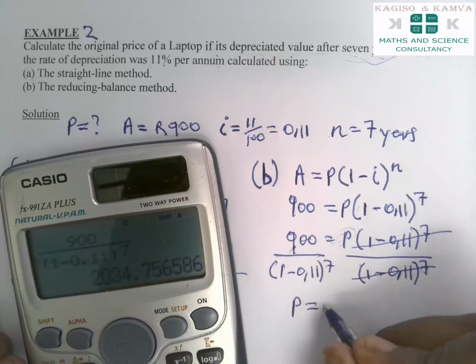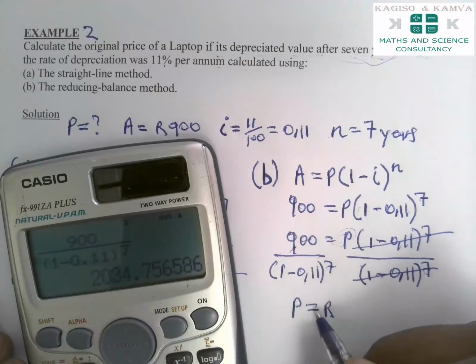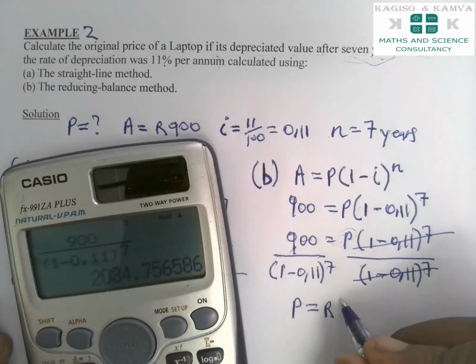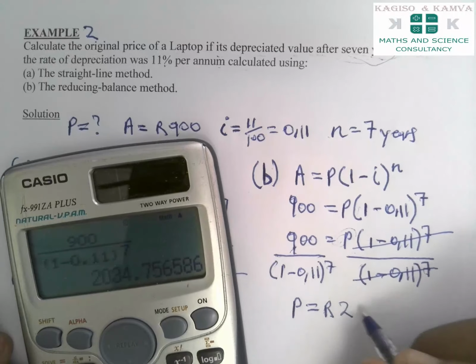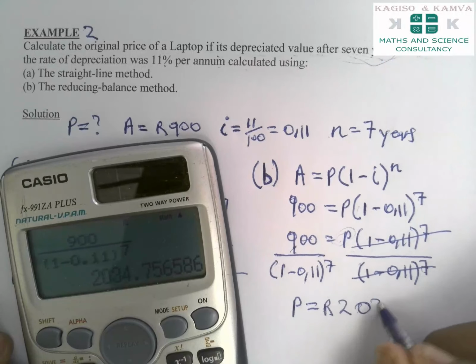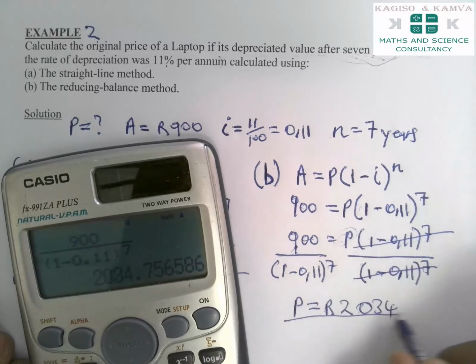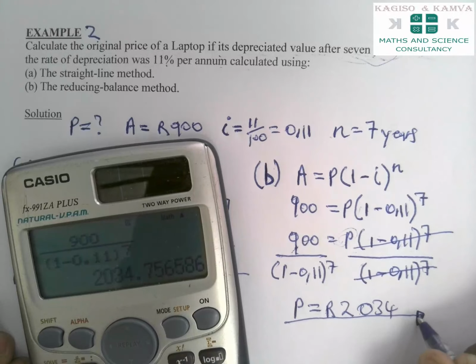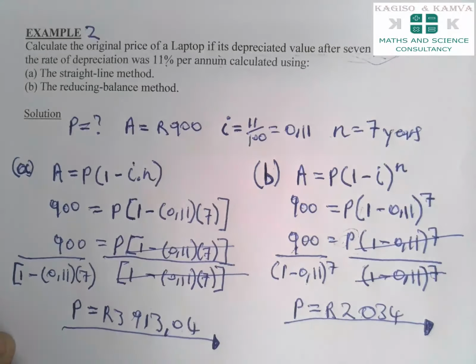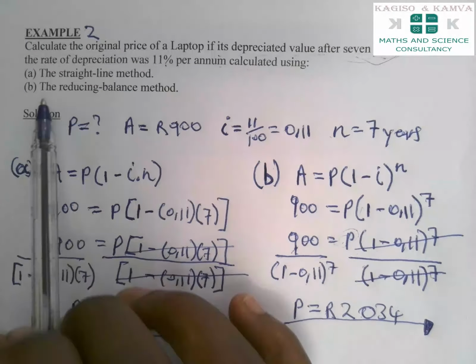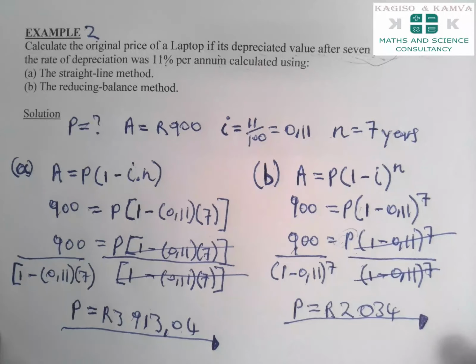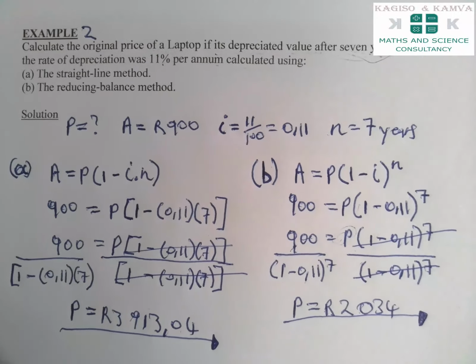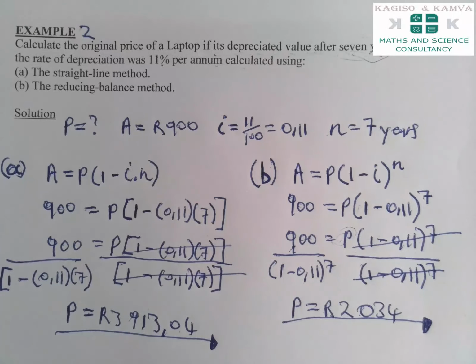So the original price of the laptop was 2,034 rands. So that will be the book value of the laptop if we are using the reducing balance method.